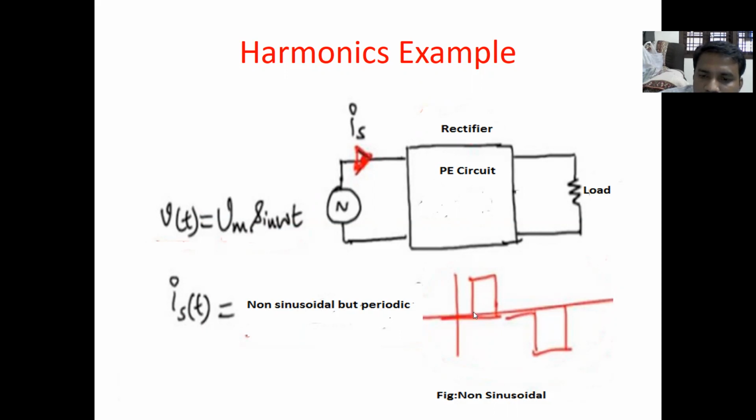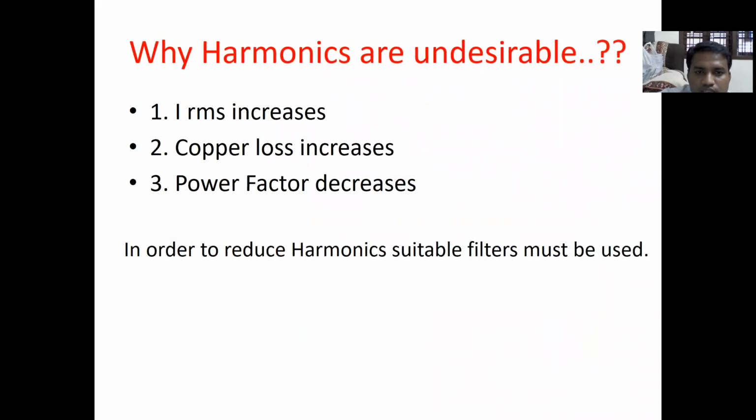In order to fix that, filters are introduced to make it sinusoidal. So what actually are harmonics here? Why are they undesirable? Because RMS current increases, and as RMS current increases, I square R losses also increase, because copper loss is nothing but I square R. And if current is more, power factor is going to decrease. That is the reason we need to use filters.